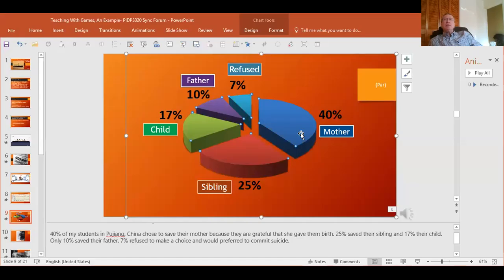So I have a question for you. Can you try to guess the motivation of students choosing their mother first and sibling second? And the father, oh, you see, I am a father, so it's kind of disappointing that only 10% of people choose their father. Do you have an idea why they make these choices?